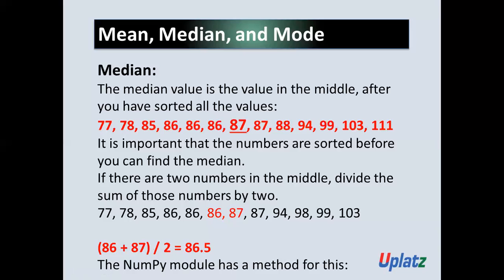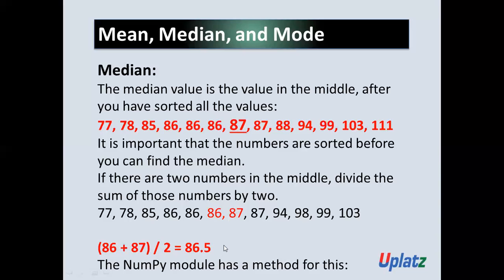If you have a total of 13 values, it's very easy. The seventh number will be our middle value, 6 on the left side, 6 on the right side. But if you have 12 values, you need to choose the two middle values, 86 and 87, do the sum of that and divide the result by 2. So 86 plus 87 divided by 2, you will get 86.5.